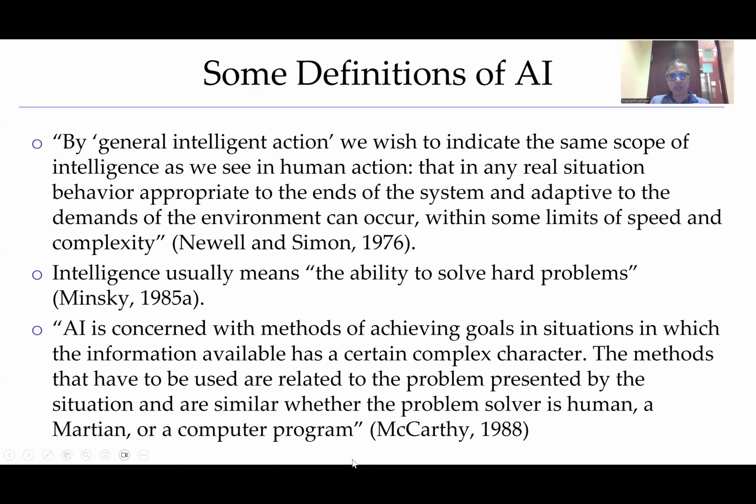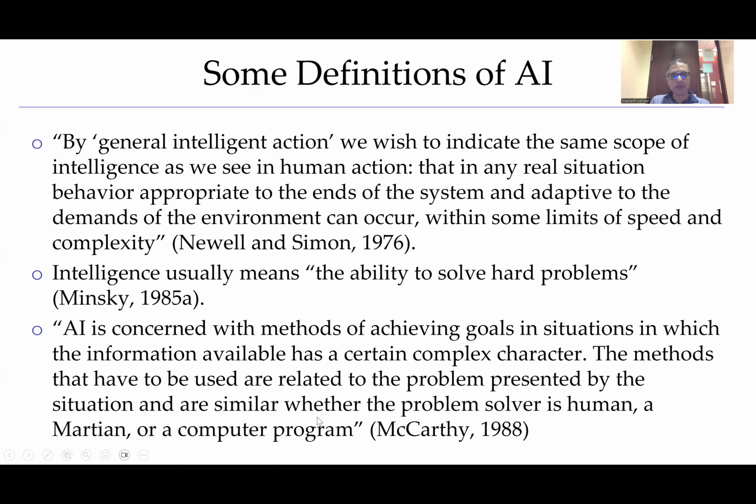And then John McCarthy, also an AI pioneer, defines it as: AI is concerned with methods of achieving goals. Of course, he's very explicit in saying it's about achieving goals in situations in which the information available has a certain complex character. The methods that have to be used are related to the problem presented by the situation. Again, there's an element of problem solving involved, and they are similar whether the problem solver is human, a Martian, or a computer program.